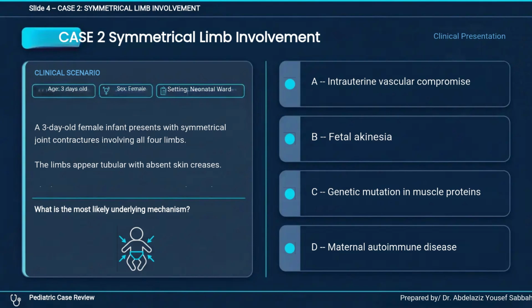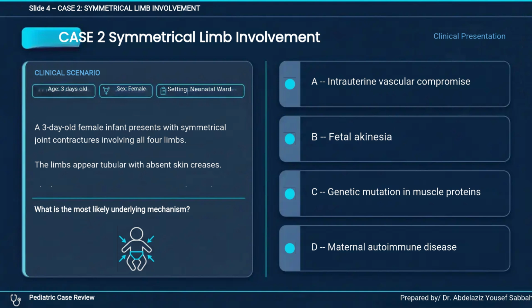Case 2. A 3-day-old female infant presents with symmetrical joint contractures involving all 4 limbs. The limbs appear tubular with absent skin creases. She has no spontaneous movements and a weak cry. No family history of similar conditions. What is the most likely underlying mechanism?